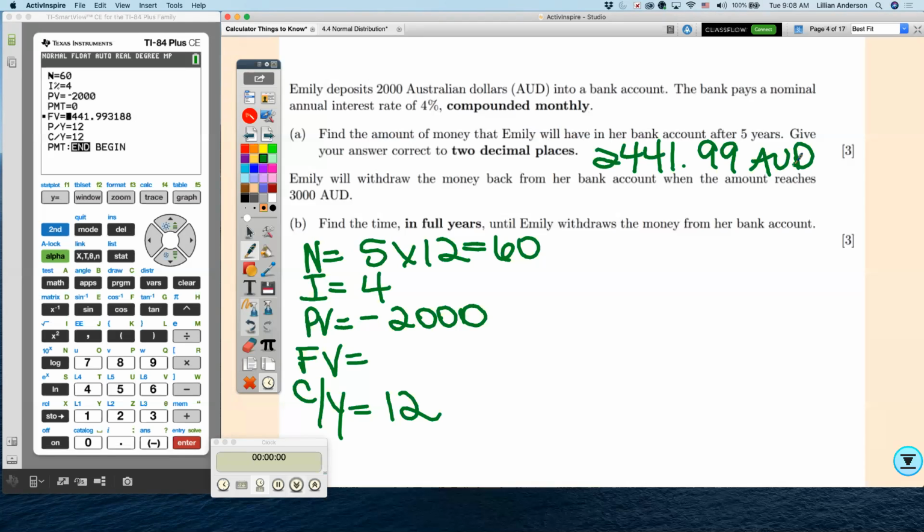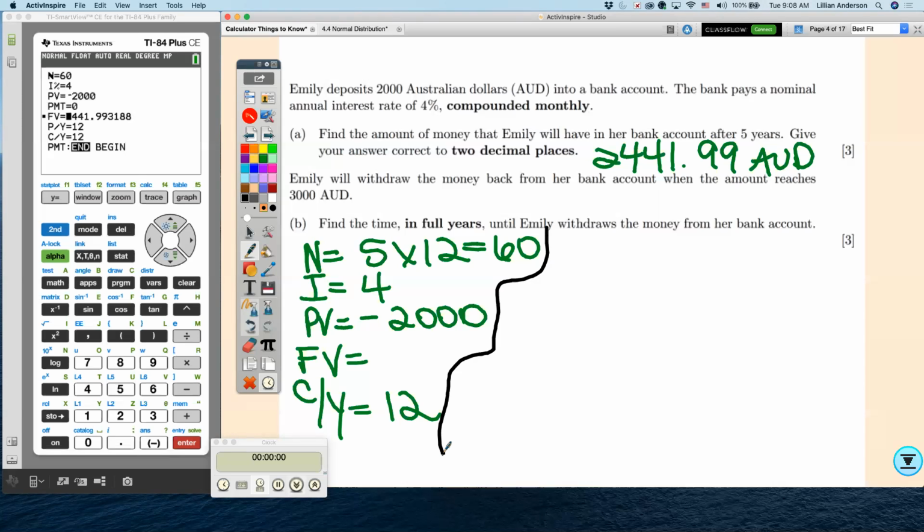Me personally, I probably would have used the formula just because I don't always trust the calculator. It's only as smart as you are because you have to know how to type everything in to get the result that you want. So I'm gonna split this one and do this next one using the formula.